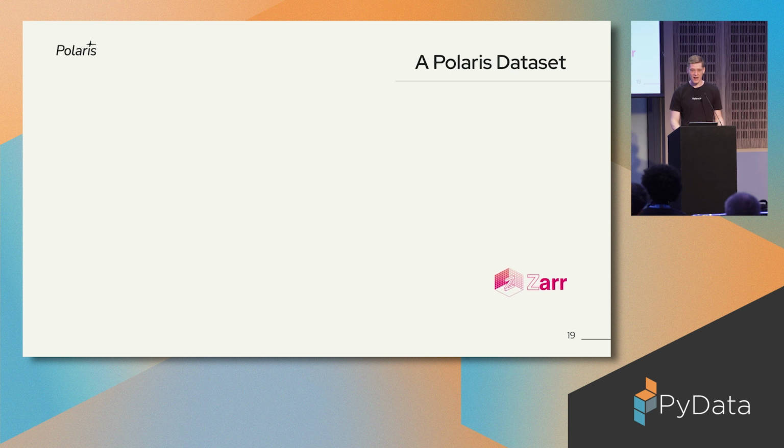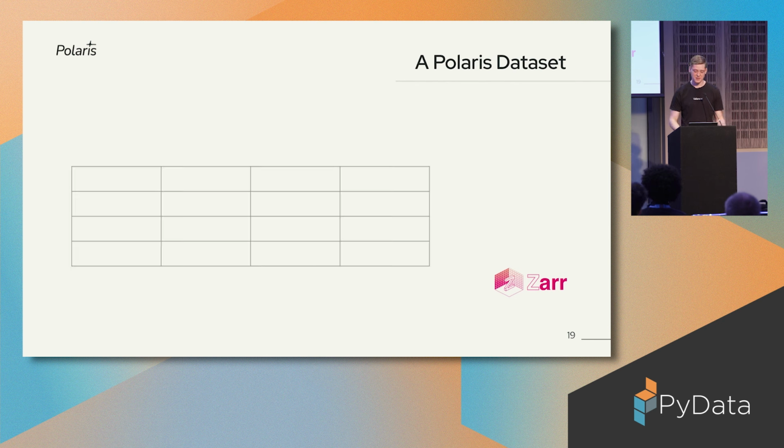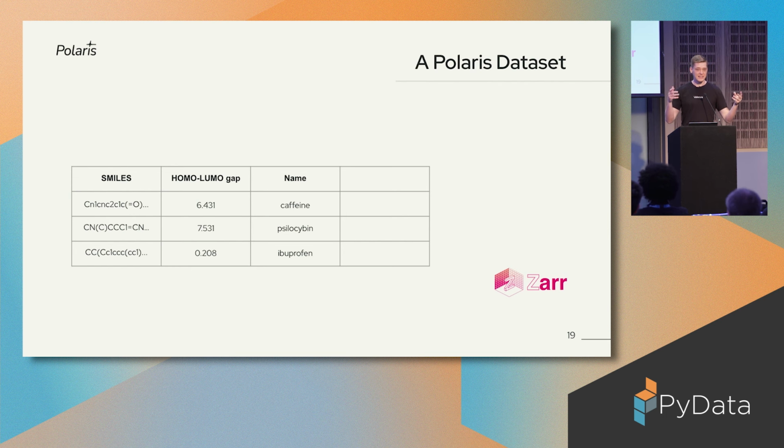All right, so how are we using this within Polaris? Within Polaris, we are starting off with the assumption that the data set is a tabular structure, where each of the rows is one of your data points, and each of the columns is one of your measurements for that data point. So for example, if you're working in drug discovery, you might have a column with all your SMILES strings, and you might have a column with the HOMO-LUMO gap, which is a particular property you might be interested in predicting. You can also have additional metadata in this data set.